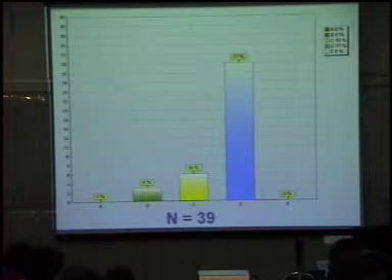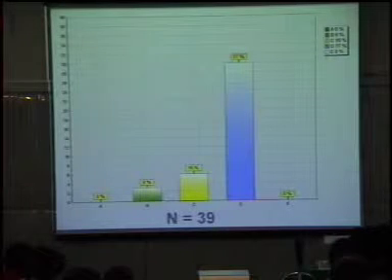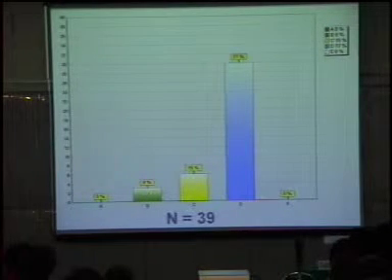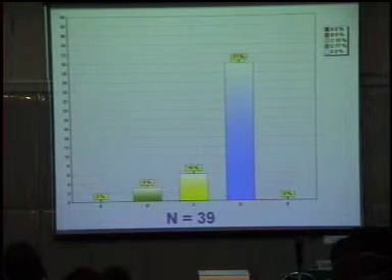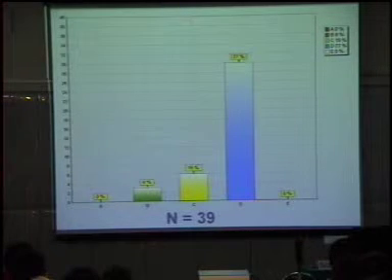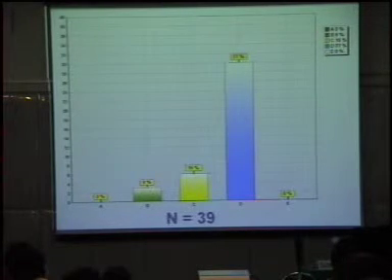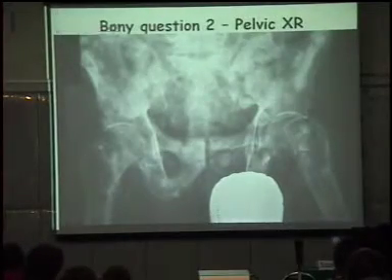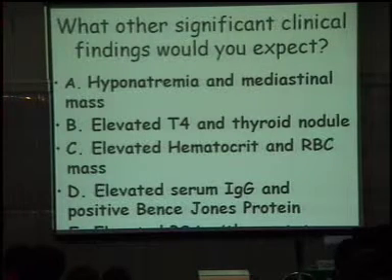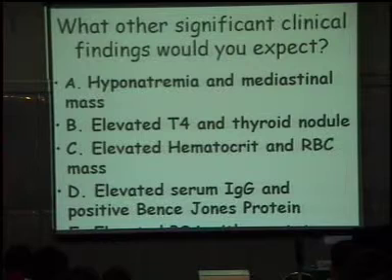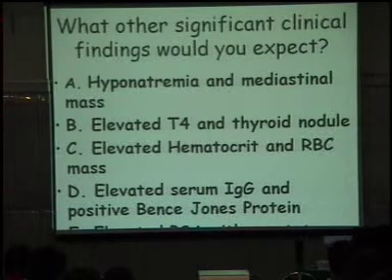See, you knew it all, and only 39 of you did it. See, the rest of you knew it too, right? All right, so this is what? This is multiple myeloma, okay? Now, let me go back actually here. What is A? If this person has hyponatremia and a mediastinal mass? Anybody?